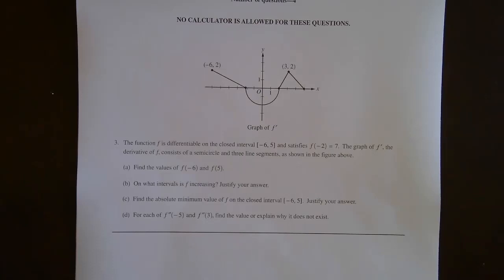So part C: find the absolute minimum value of f on the closed interval -6 to 5, and then justify your answer. So we have a closed interval, so it's the closed interval test. We want the absolute minimum. Now, we can find the critical values, but you could also just check the endpoints. We're going to want to check -6 and 5. We don't need to check all of them because we're not looking for the absolute min and the absolute max. We're just looking for the absolute minimum, so this could save some time.